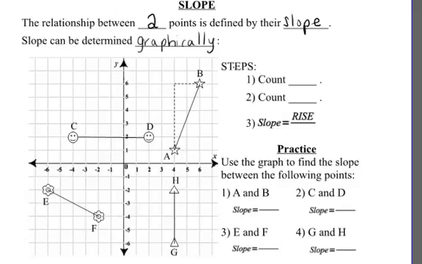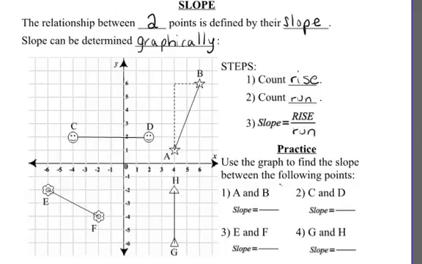So the steps to determining slope graphically are: first, count the rise. By rise, we mean how many do we have to go up to get from one point to the other point. Next, we're going to count the run. The run means how far over do we have to go to get to the second point. And lastly, we're going to calculate slope using the formula rise over run.